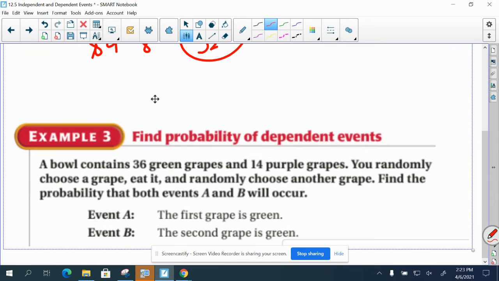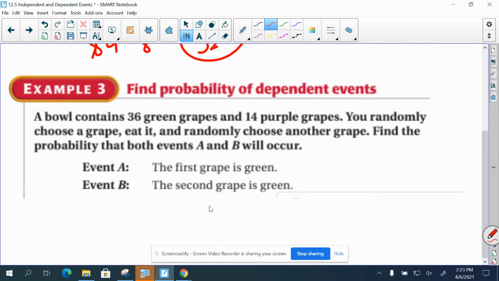And then for dependent events, it says, you've got 36 green grapes and 14 purple grapes. You randomly choose a grape, eat it, so that means you do not replace it. The do not replace part, or eating something and not putting it back, means the two events are going to be dependent, because what you pick the second time is going to affect the number of outcomes that you have left.